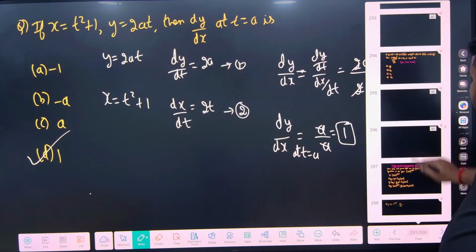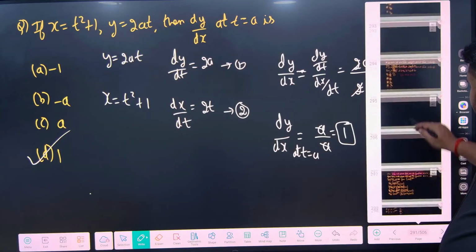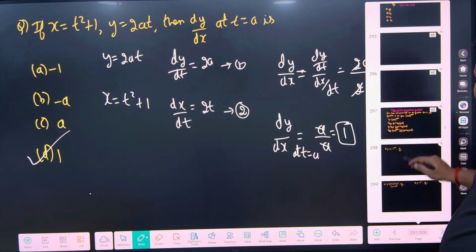This JEE Mains question, we will do it later. Now that is about parametric differentiation.